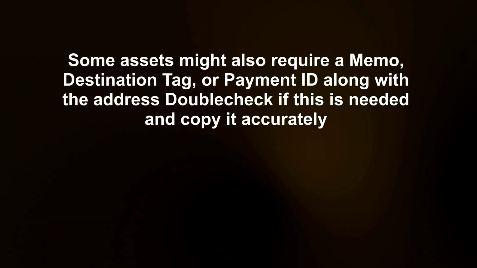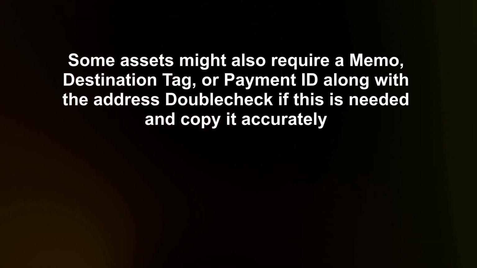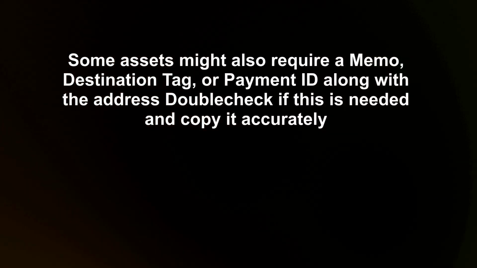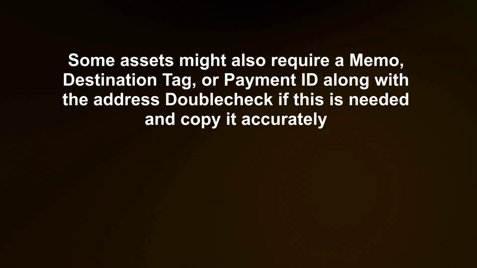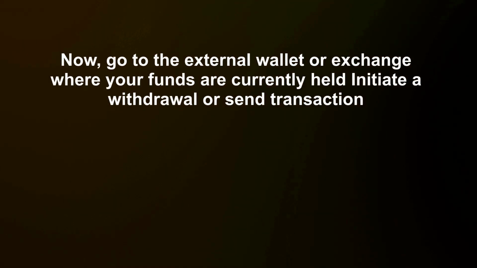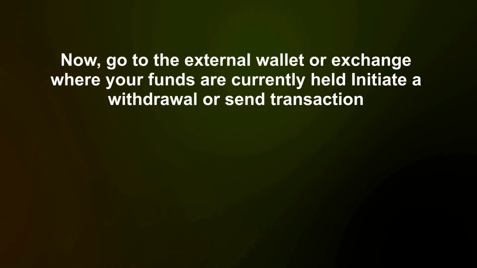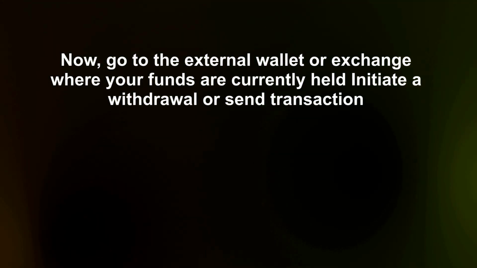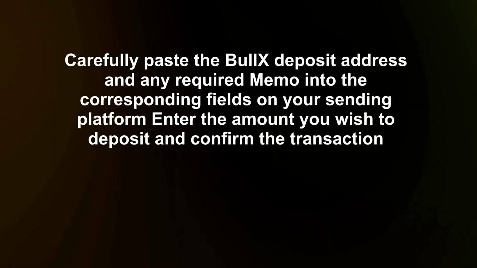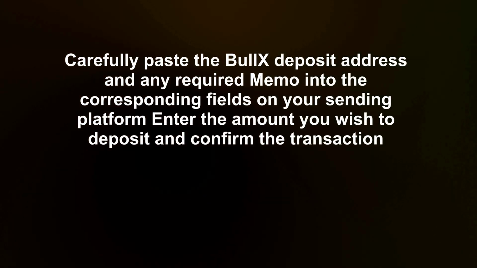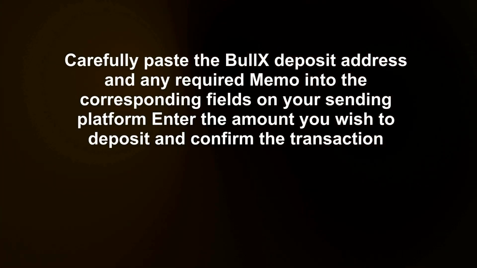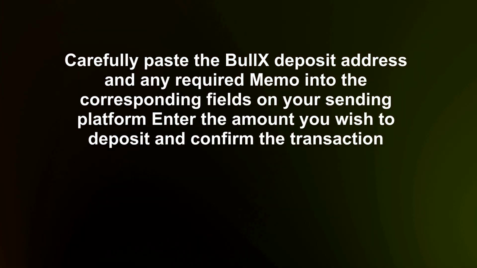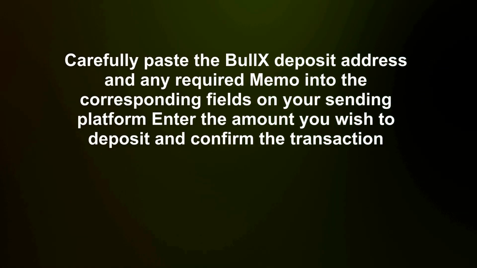Some assets might also require a memo, destination tag, or payment ID along with the address. Double check if this is needed and copy it accurately. Now, go to the external wallet or exchange where your funds are currently held. Initiate a withdrawal or send transaction. Carefully paste the Bullx deposit address and any required memo into the corresponding fields on your sending platform. Enter the amount you wish to deposit and confirm the transaction.